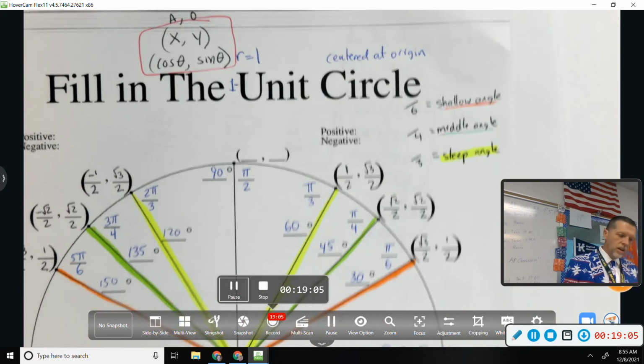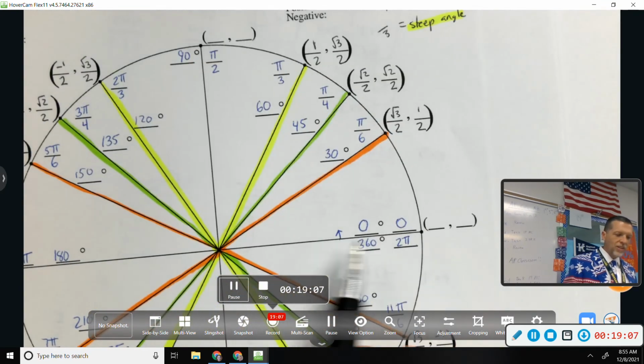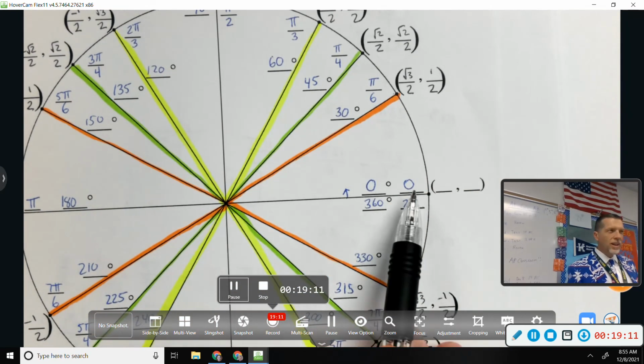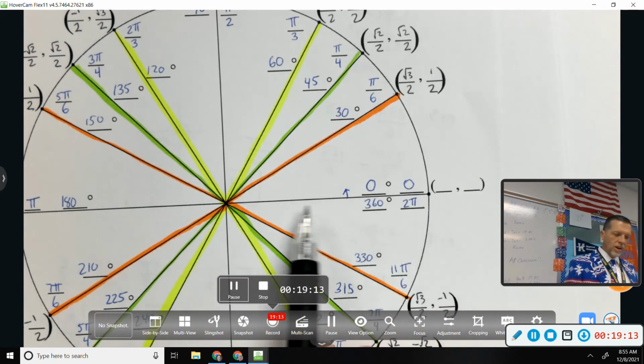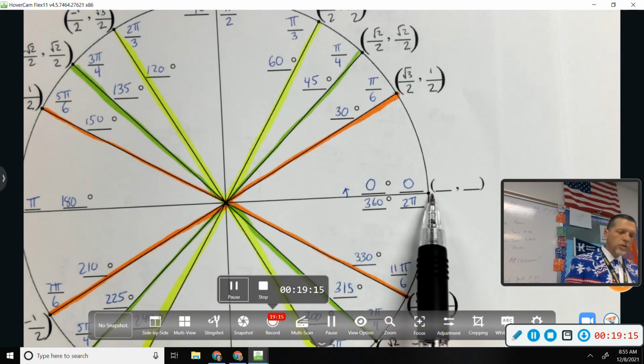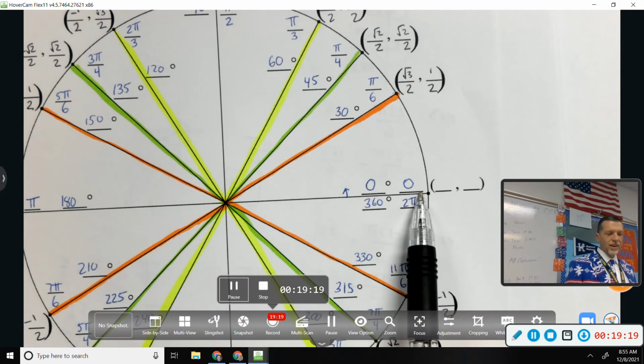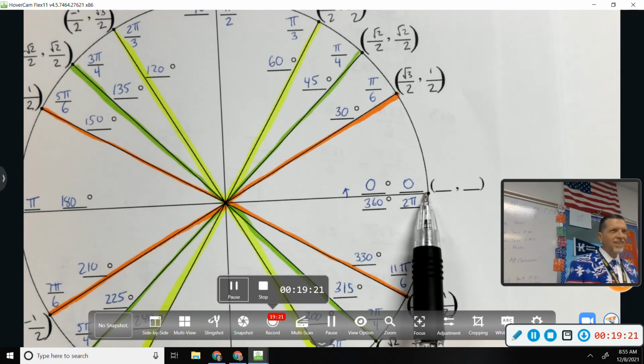Oh, we have the quadrantals. That's the fancy name for the quadrant markers. What's the radius of this circle? 1. So don't worry about angles. What are the coordinates of this point then? The coordinates 1, 0.